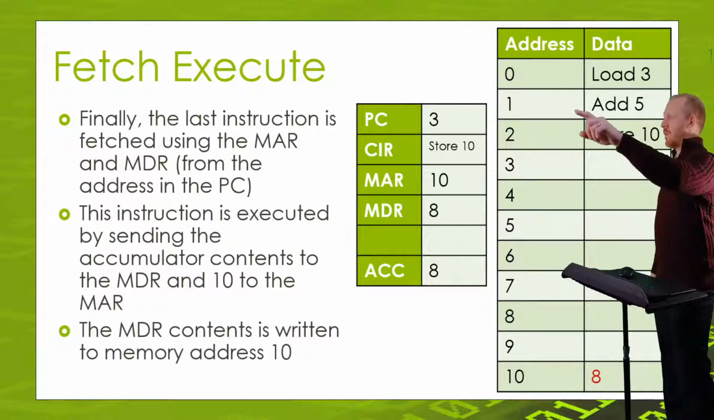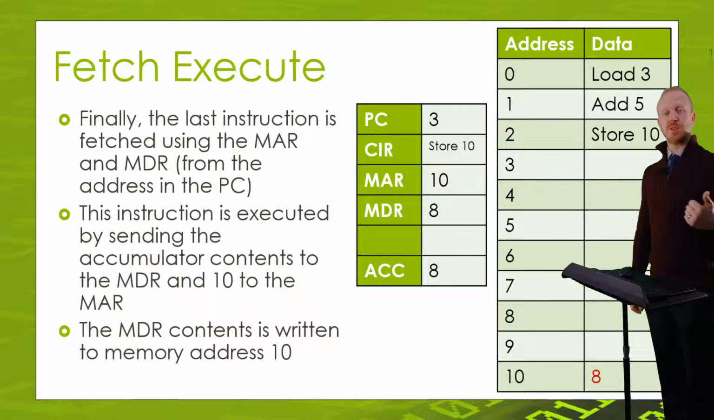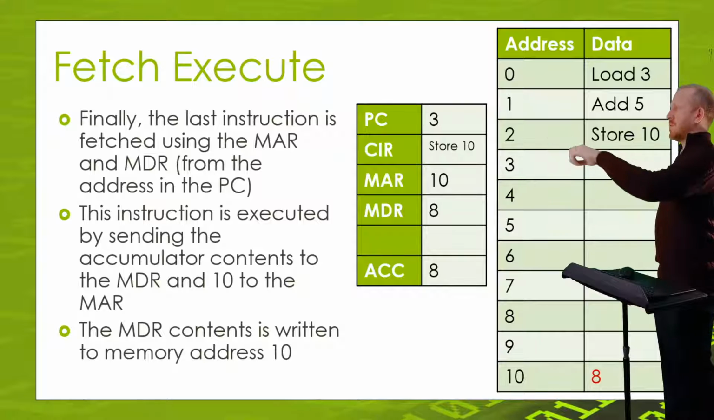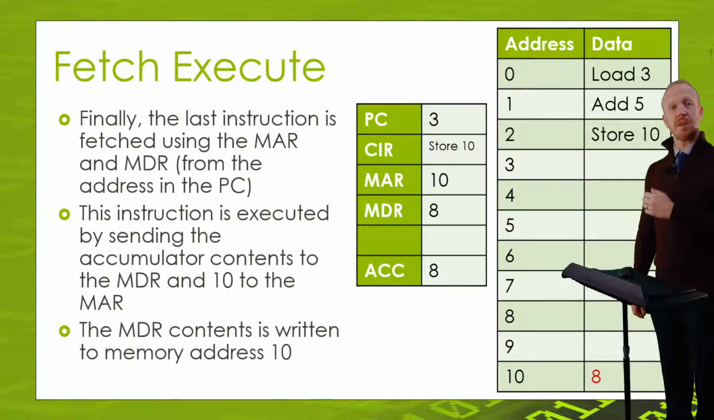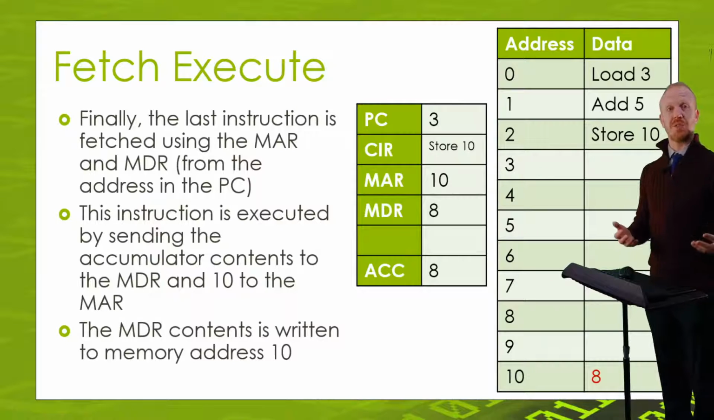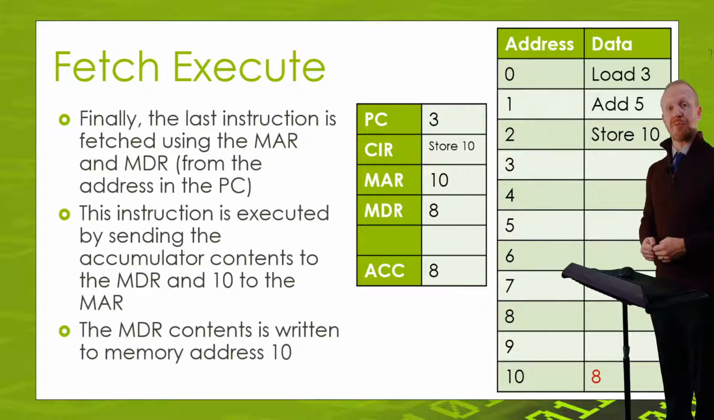So what is the role of the program counter? It's to store the address of the next instruction. What's the role of the current instruction register? It's to store the instruction that's currently being executed. What's the role of the memory address register? It's to store the address that we want to get from RAM.